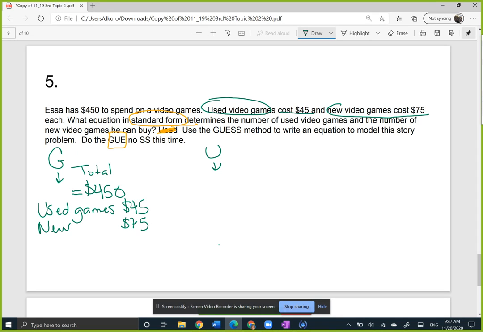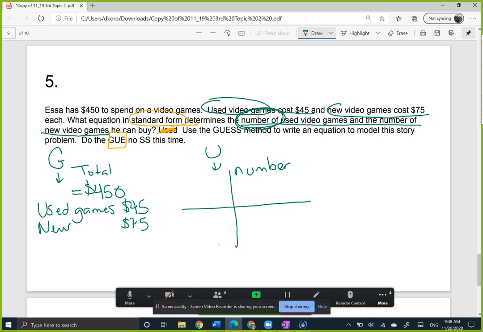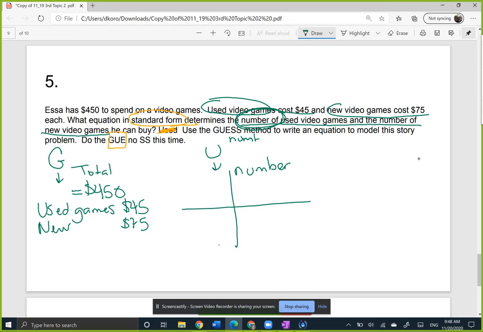Then my unknown. It says, what equation in standard form determines the number of used video games and the number of new video games? So this is where I see some people struggling with the unknowns, is you're not putting enough information on the unknowns. So I want the number of video games. Sometimes it's the number, sometimes it's the price. I need to know the difference. So is it the number that you want or the price? So when you're doing these, in order to get a 4, you have to be specific.